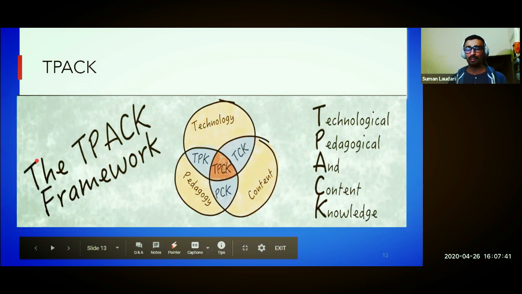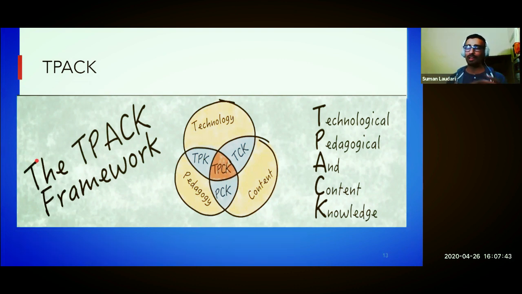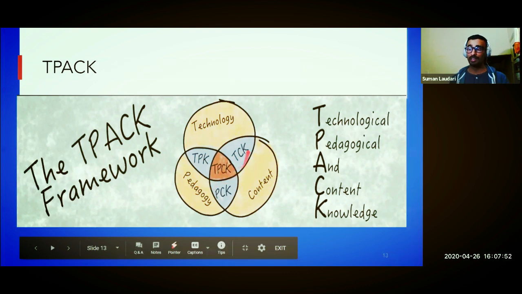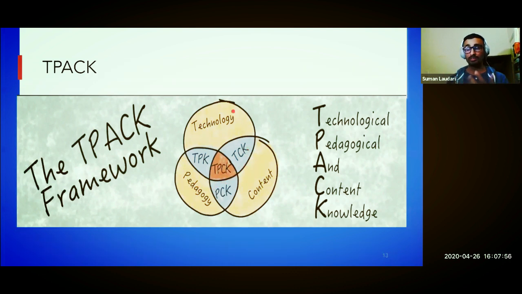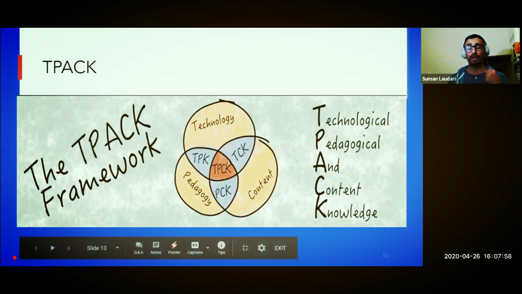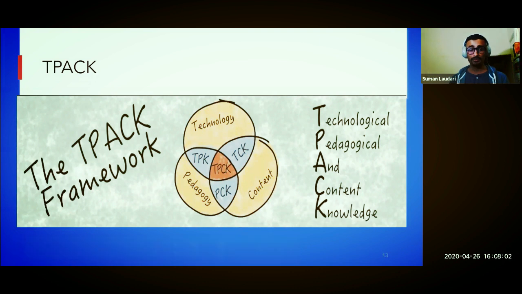But I don't go after debates. Obviously, you can always find fault in things. What I'm more interested in is what it is telling us. What it is telling us is that we need to have a complex set of knowledge, these knowledge bases, so that we can make informed decisions which are pedagogically grounded.